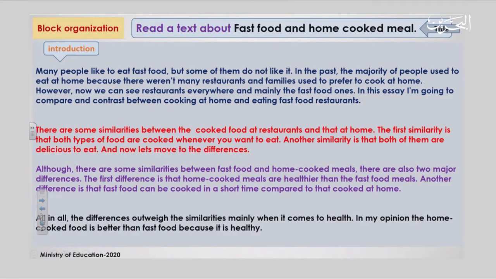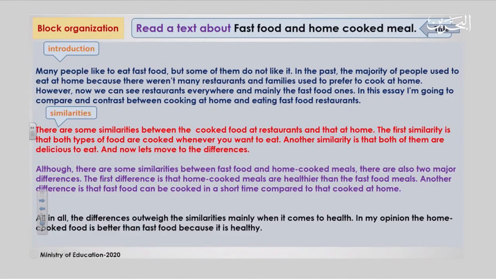Let's move further. There are some similarities between the cooked food at restaurants and that at home. The first similarity is that both types of food are cooked whenever you want to eat it. Another similarity is that both of them are delicious to eat. And now, let's move to the differences. So what is this? The similarities. I stated it here, and I prepared you to move to the next paragraph.